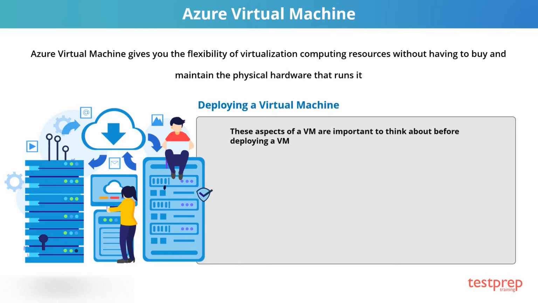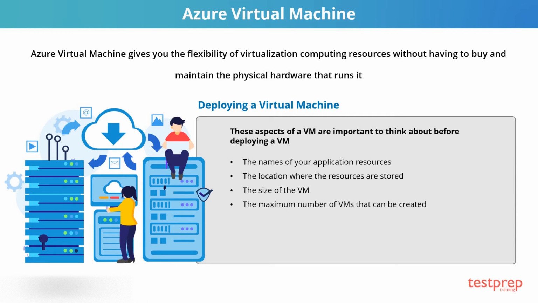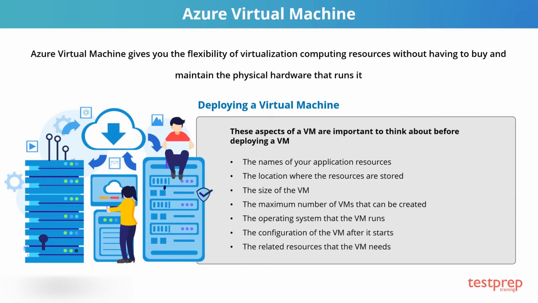The following aspects of a VM are important to think about before you start. 1. The names of your application resources. 2. The location where the resources are stored. 3. The size of the VM. 4. The maximum number of VMs that can be created. 5. The operating system that the VM runs. 6. The configuration of the VM after it starts. 7. The related resources that the VM needs.